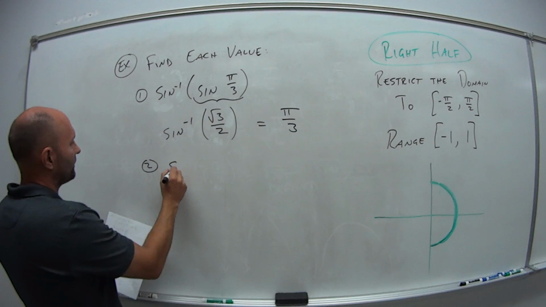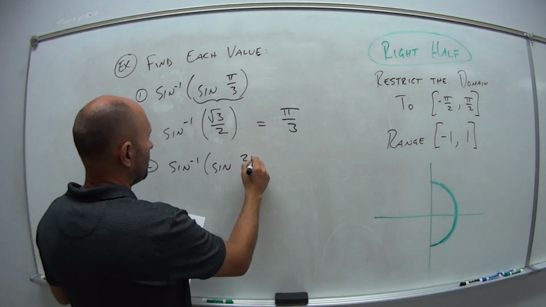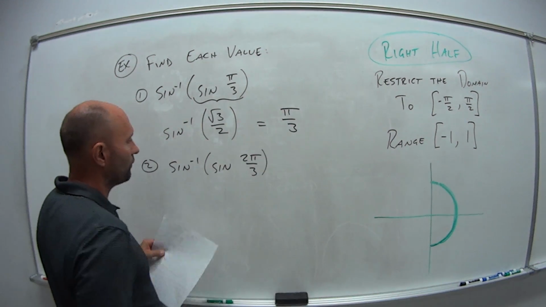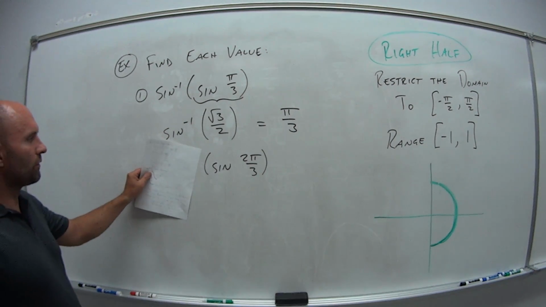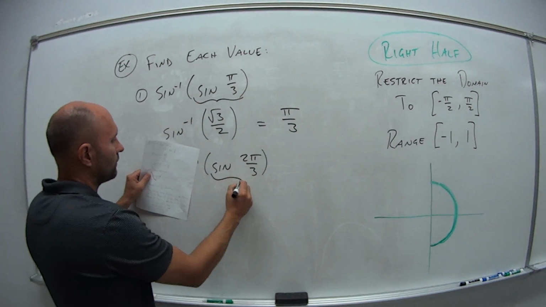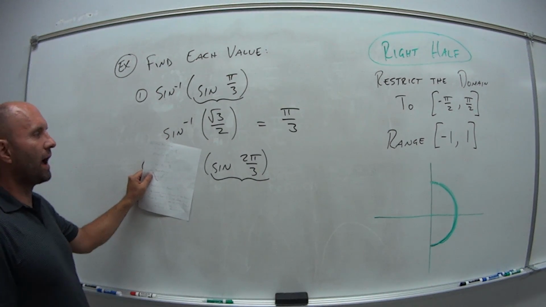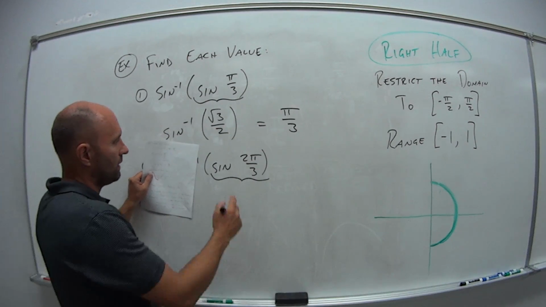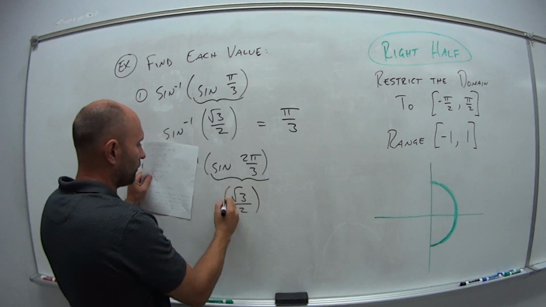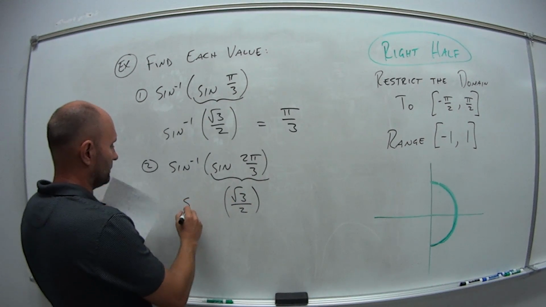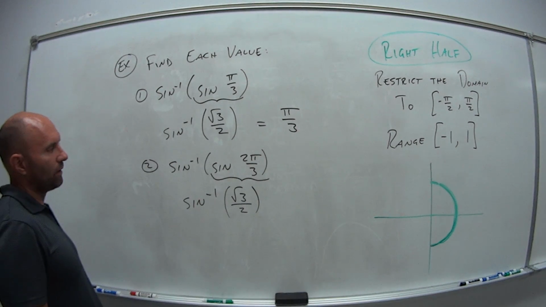So let's say we have sine inverse of sine of 2 pi over 3. So again, the first thing I want to do is just focus on this portion here. So sine of 2 pi over 3 is what? Sine of 2 pi over 3, as above, is also square root of 3 over 2. Then we bring the sine inverse portion down.